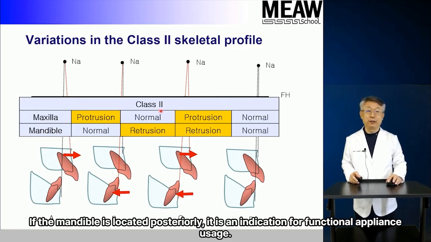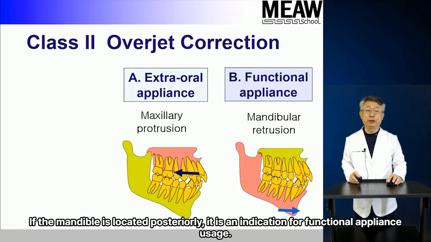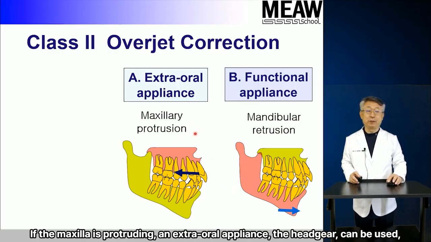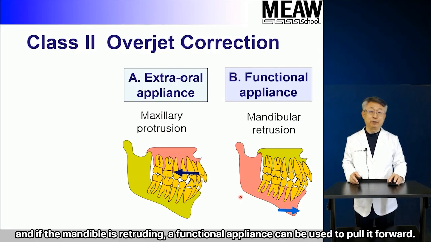If the mandible is located posteriorly, it is an indication for functional appliance usage. If the maxilla is protruding, an extra-oral appliance, the headgear, can be used. And if the mandible is retruding, a functional appliance can be used to pull it forward.